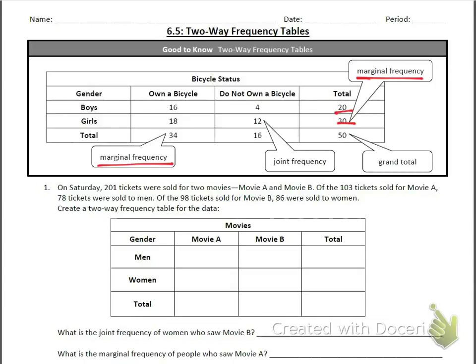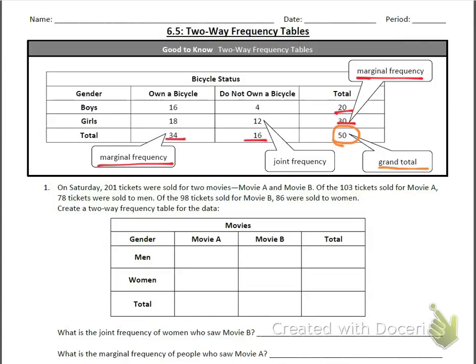And then you could do the same thing for do not own a bike. Do you have an idea of why we call it marginal frequency? The totals. Okay, so the totals show up. Our marginal frequencies are all of the ones in the total columns, which are the margins of the table. You know how on lined paper, that red line gives you a margin? Marginal frequencies are the numbers that are in the margins. The only exception to that is this 50, which is your grand total.